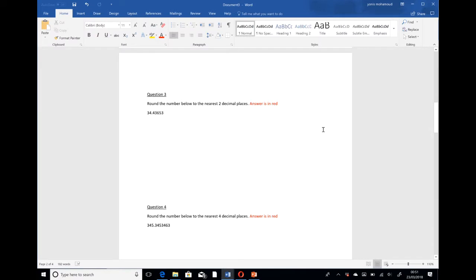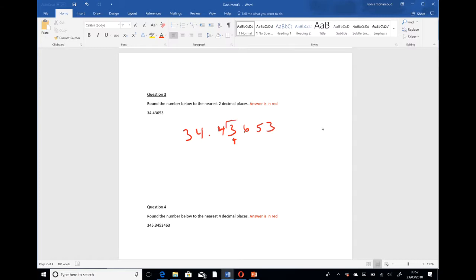So question 3 asks, round the number below to the nearest 2 decimal places. So let me write that number again. So we got 34.43653. Okay, so now we're going to look at the number which is in the second decimal place. So this 4 is in the first decimal place, and the 3 is in the second decimal place. So this is the number we're going to be rounding.